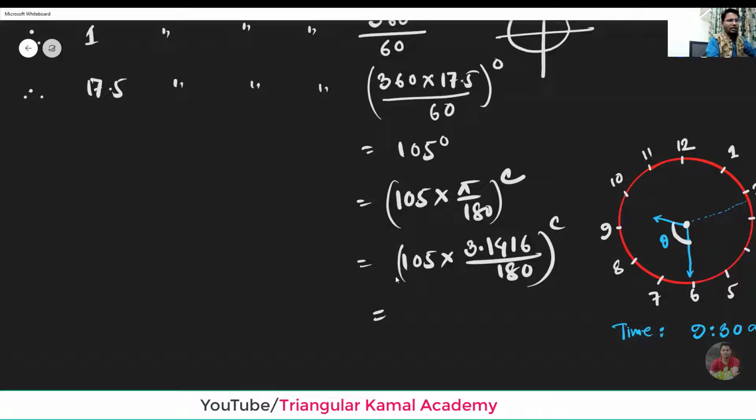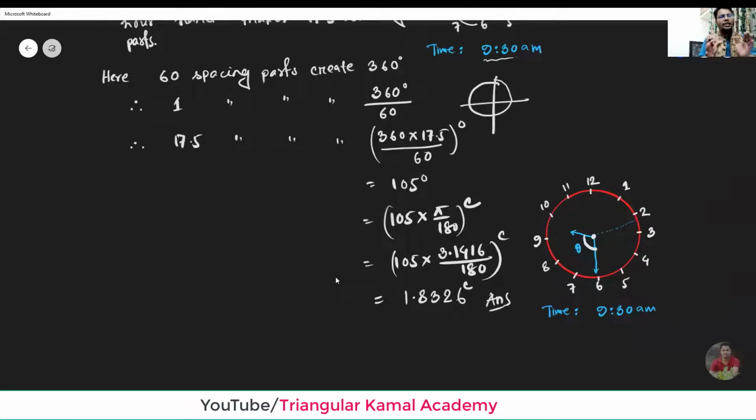So now by using calculator, here we can write 105 multiply 3.1416 and then divided by 180, and result is 1.8326 radian, and this is our answer. That means at 9:30 a.m. the angle between minute hand and hour hand is 1.8326 radian or 105 degree.